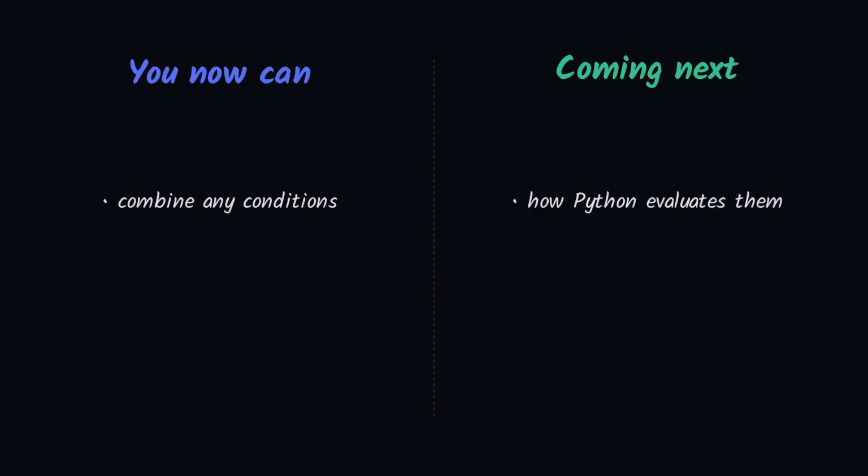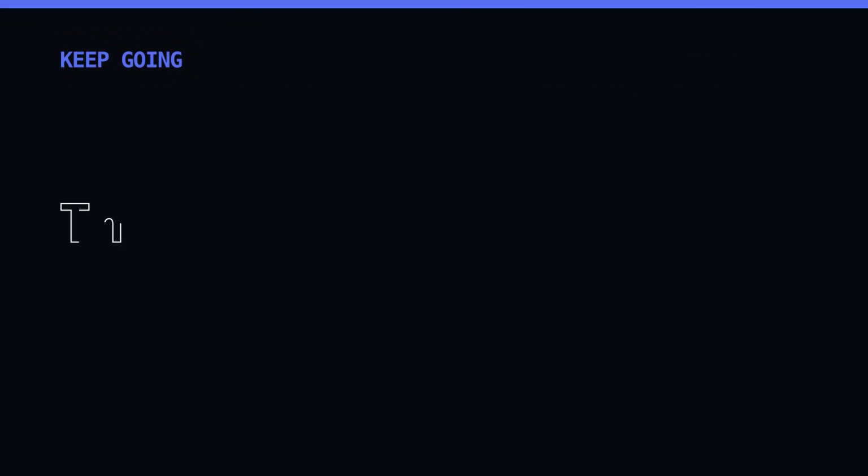So you can now combine any conditions you like with and, or, and not. But Python does something sneaky when it evaluates them. It's lazy and stops early the moment it knows the answer. That laziness has real, useful consequences, and it's next before you go.